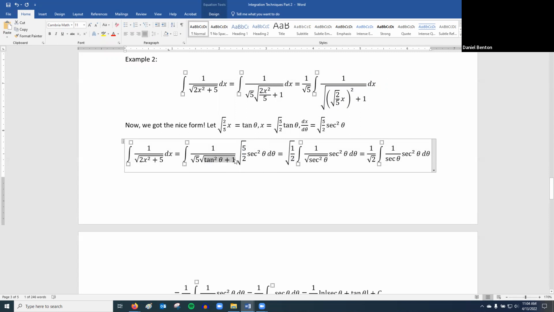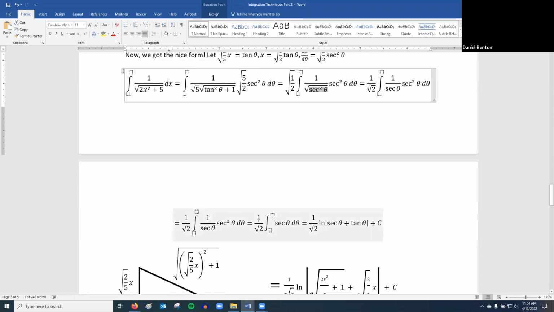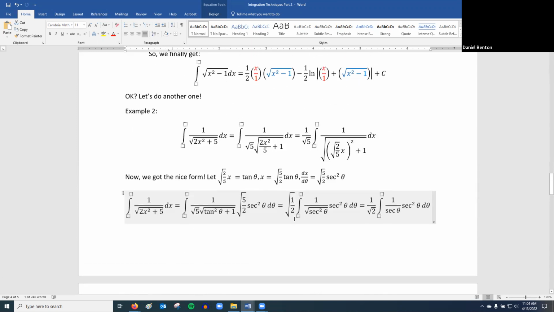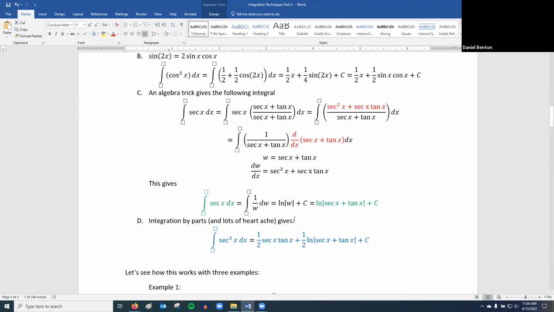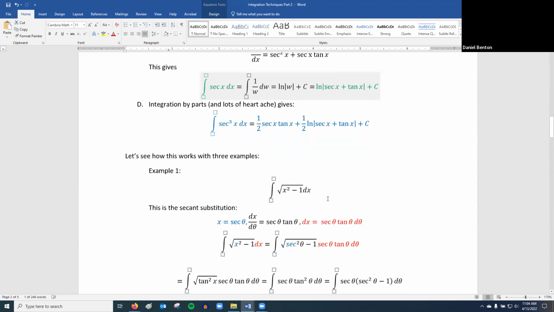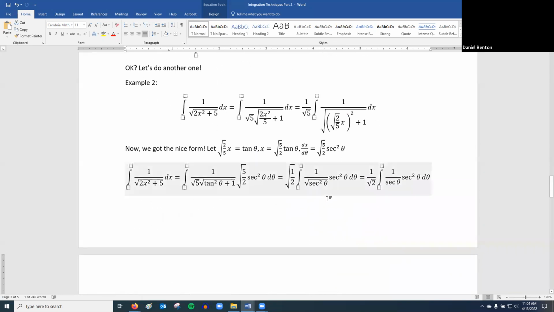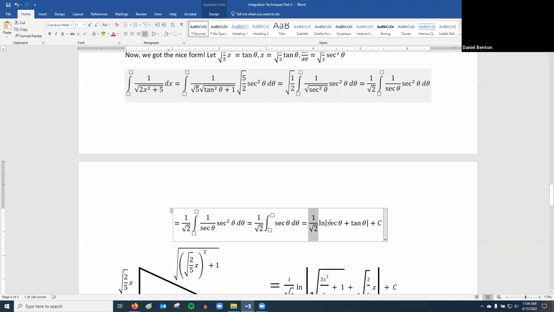Tangent squared plus 1 becomes secant squared. Well, we can take the square root of that, right? We can take the square root of secant squared. That's really nice. And that just becomes secant. Secant squared stays secant squared. Secant squared over secant cancels out and just leaves us with this. This was one of our ugly integrals. This one right here, the green one. And we do our ugly integral and we get this.